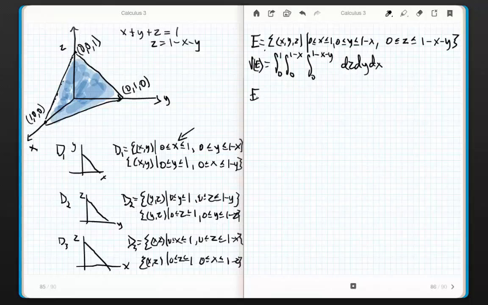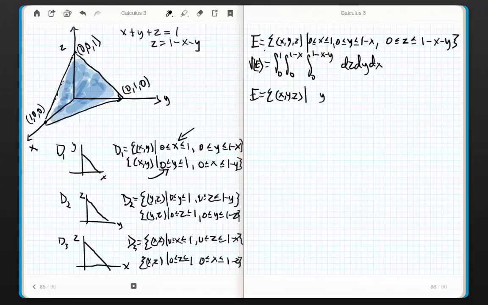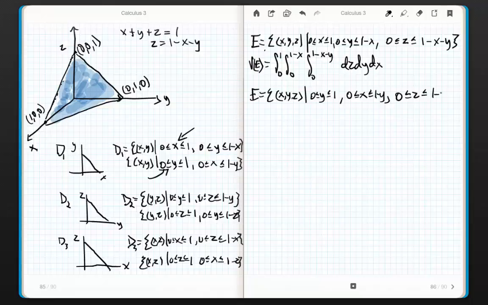I also know that E can be defined using this exact same D1 as the set of (x, y, z) such that, now, how can I set up a different integral? Well, in this one, my last integral was from 0 to 1, and those limits were on x. Now I'm going to do those on y. I'm going to use this one. So I'm going to go y between 0 and 1. x is going to live between 0 and 1 minus y. And z is going to live between, again, what? 0 and 1 minus x minus y.